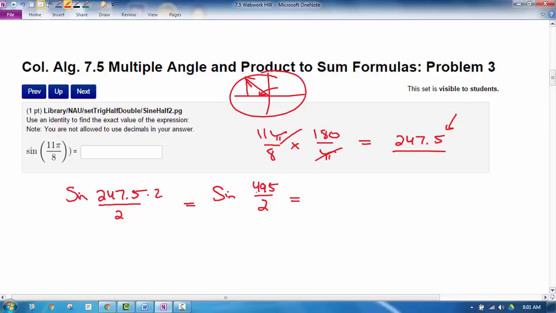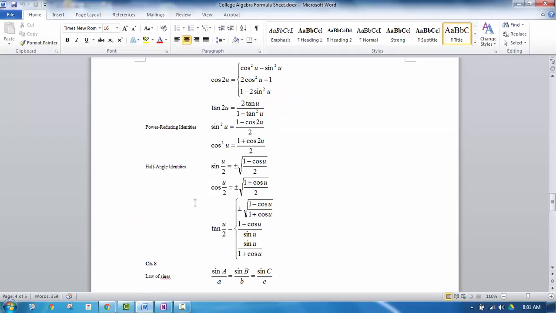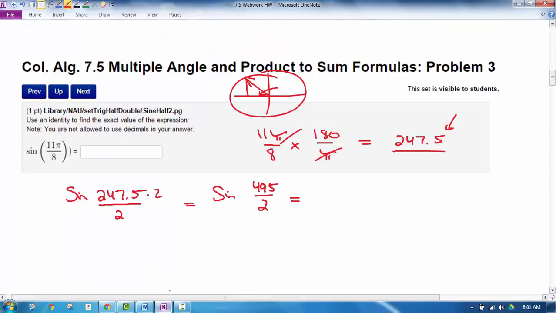So we can just use the sine of half an angle formula, which is right here. 1 minus the cosine of u over 2. Now u is 495 in this case, so I'm going to write 495 right here. And I need to figure out if it's positive or negative. We're talking about the value of the sine here. The sine is positive over in the second quadrant, so I know I'm just working with a positive.